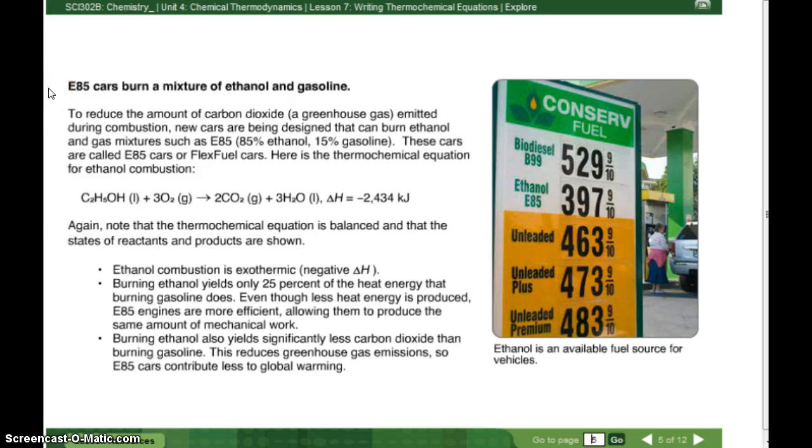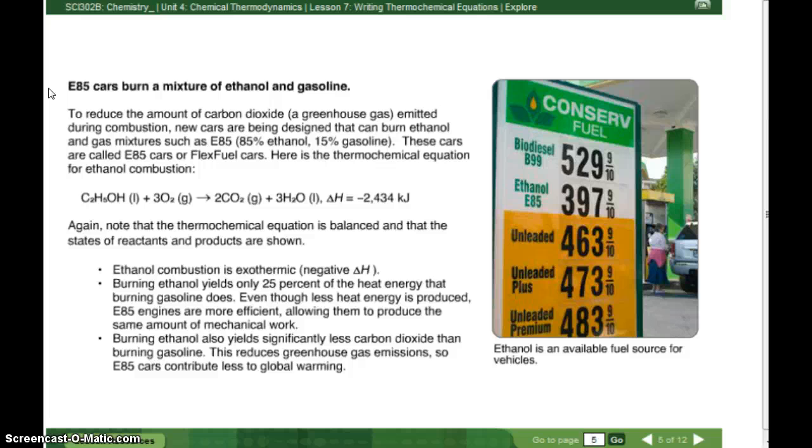E85 cars burn a mixture of ethanol and gasoline. To reduce the amount of carbon dioxide, a greenhouse gas, emitted during combustion, new cars are being designed that can burn ethanol and gas mixtures such as E85, which is 85% ethanol, 15% gasoline. These cars are called E85 cars or flex fuel cars.